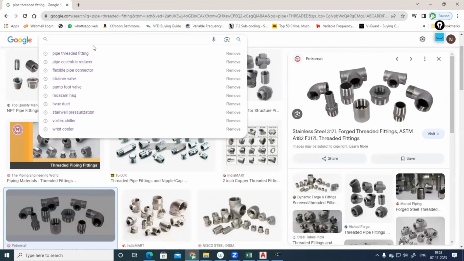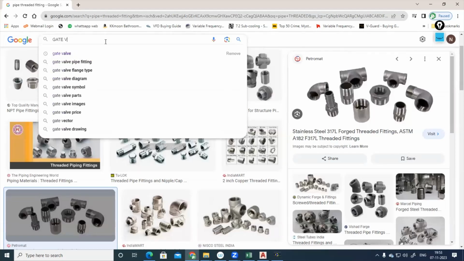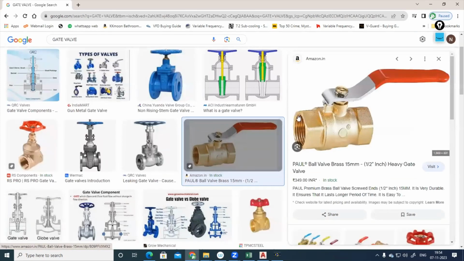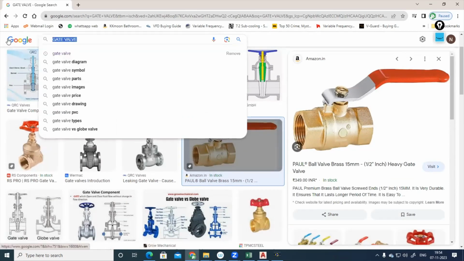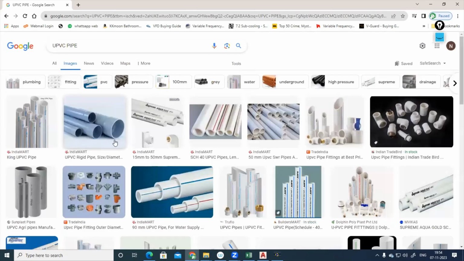Okay. So that's why, for example, gate valve. Gate valve, all kind of valve is a threaded connection only. Valves are threaded fittings. But normally, like a UPVC pipe or CPVC pipe, whatever it may, those are solvent welded only. By the help of pipe joints, we can use.